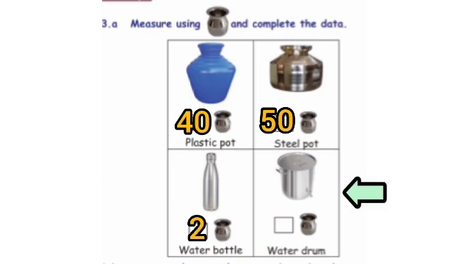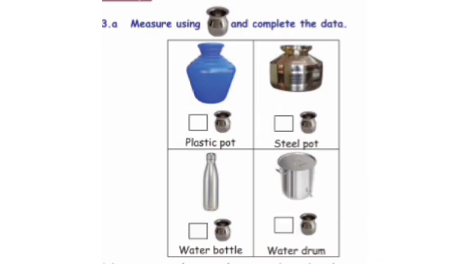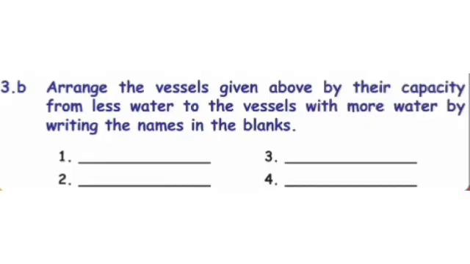Next one, water drum. It will take 35 times to fill this water drum using this vessel. Next question, arrange the vessels given above by their capacity from less water to the vessels with more water by writing the names in the blanks.